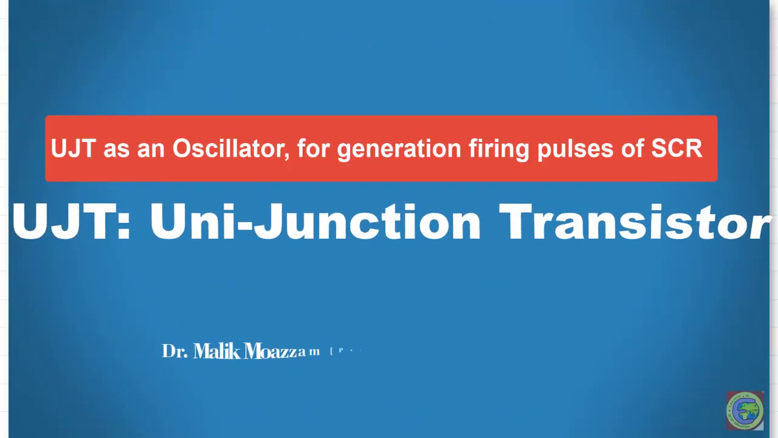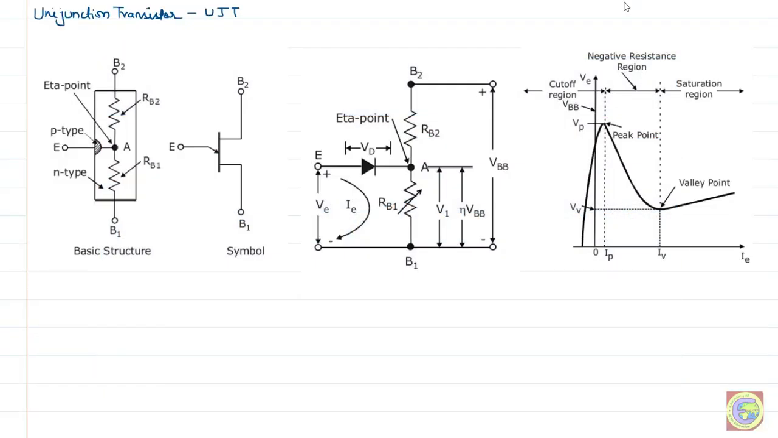Hello friends, today we'll discuss the unijunction transistor, popularly known as UJT. As the name suggests, it has only one junction, one PN junction. As shown in this symbolic as well as this equivalent circuit diagram, there is a lightly doped N substrate on which a heavily doped P body is embedded at this point. This point is represented by the eta point.